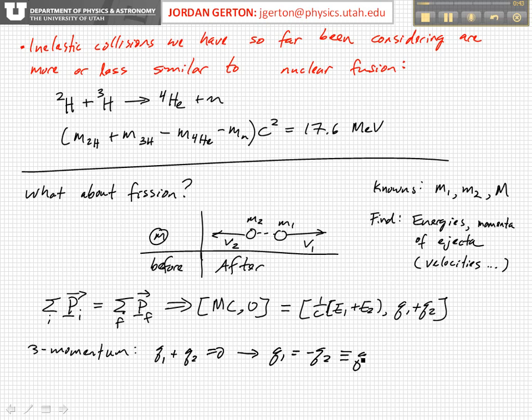Okay, so this is the magnitude of the 3 momentum of each of the ejecta particles. That's the magnitude, and they have to be the same. Doesn't mean their velocities have to be the same if they have different masses, but these are the magnitudes of the relativistic 3 momentum of each particle after the decay.